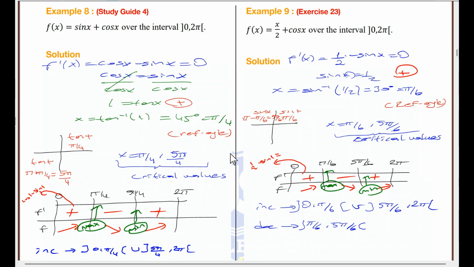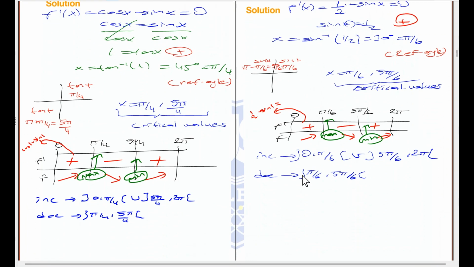See? So we solve questions in the same way. First, we take the derivative, find the reference angle, find the original angles, then make a sign chart and determine increasing and decreasing intervals and local extrema. All right.